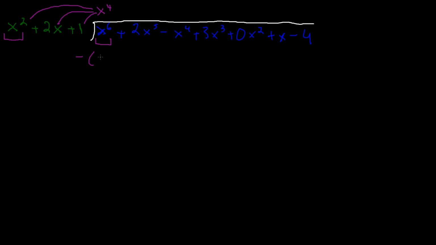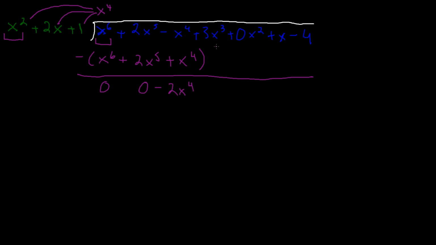So x to the 4th times x squared is x to the 6th. X to the 4th times 2x is positive 2x to the 5th. And then x to the 4th times 1 is positive x to the 4th. Okay? And then after that, we're going to subtract everything out. So we get x to the 6th minus x to the 6th, which is 0, and 2x to the 5th minus 2x to the 5th, that's also 0. And then negative x to the 4th minus x to the 4th, so that's negative 2x to the 4th.